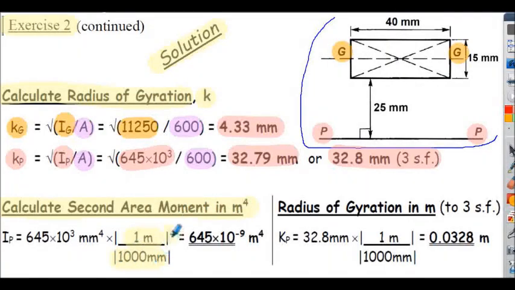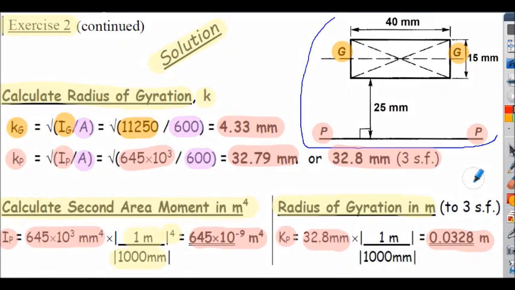Notice it's raised to the power of 4 here. In this case, IP converts from this in millimeters to the 4 to this in meters to the 4. And we do the same for the radius of gyration, converting from millimeters to meters. I'd encourage you to stop the presentation and just review the unit brackets so you'll clearly understand the conversions. Some students do struggle with these conversions. But that's the solution to exercise 2.